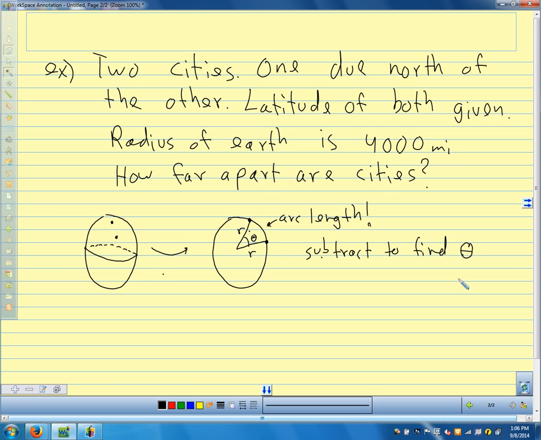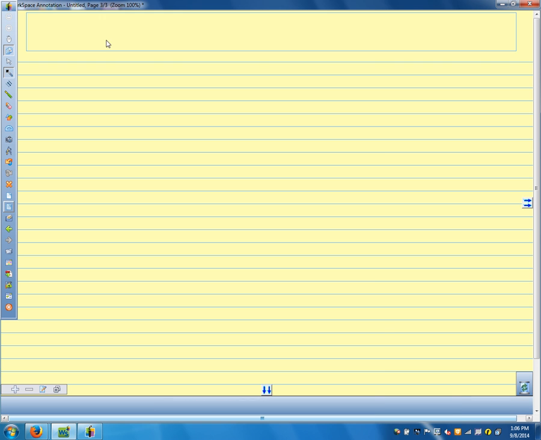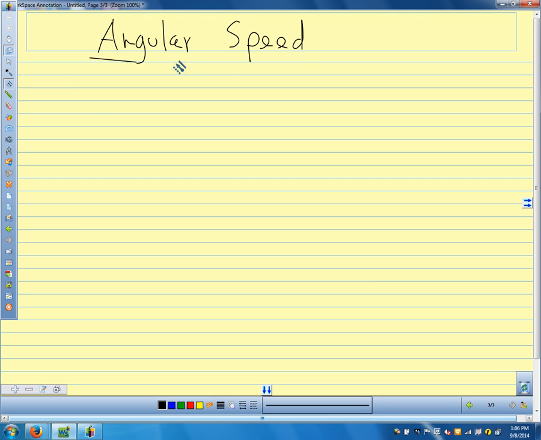Okay. Next thing we want to talk about is angular speed. The book calls this angular velocity. I'm going to call it angular speed just to be a little more precise, because we'll talk about the difference between speed and velocity. It'll be important a little later. Does anybody, physics people, know what's the difference between speed and velocity?